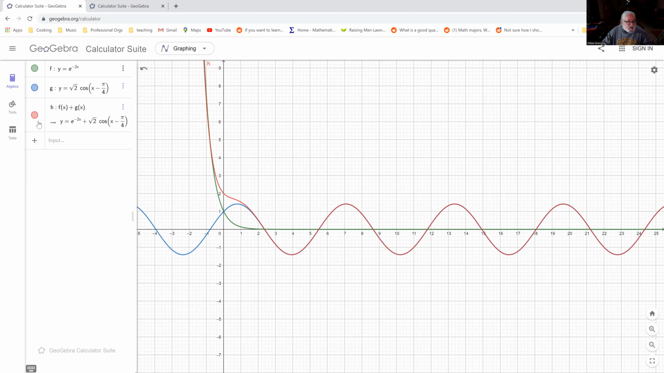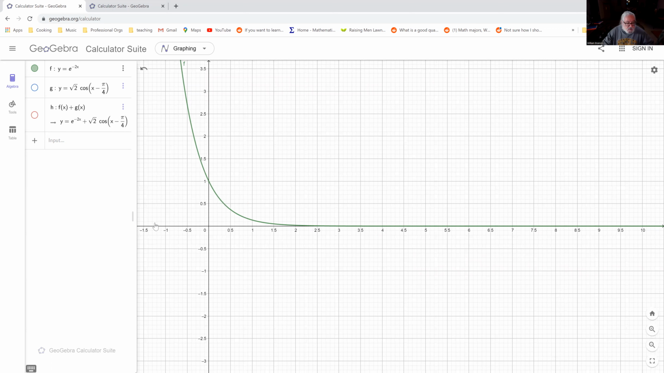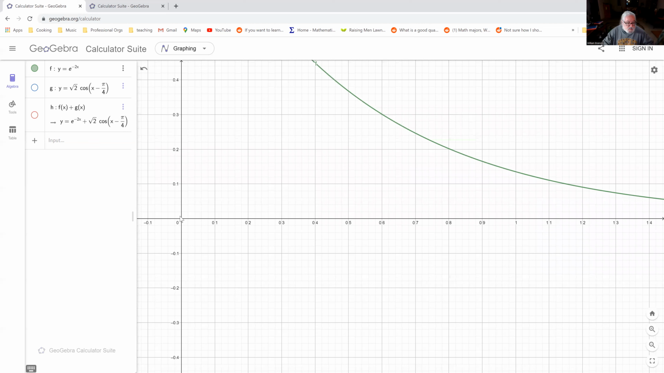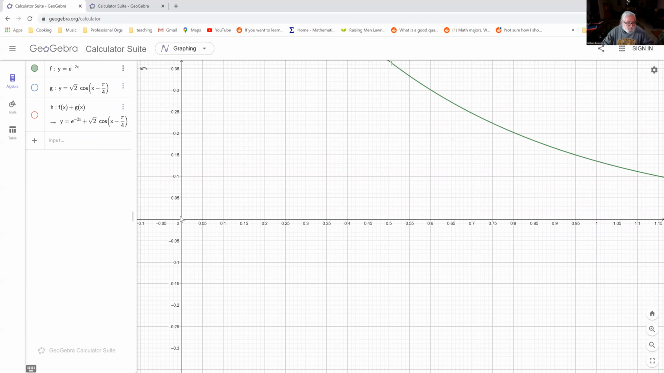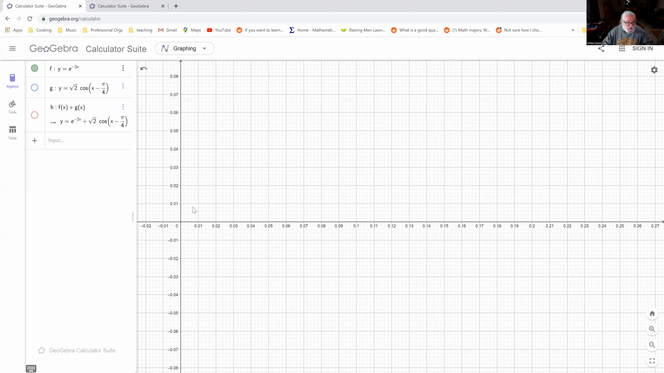So when is e to the minus 2x so small that we can ignore it? Well, we can zoom in a lot and say, okay, when are we actually going to get down to, say, 0.001? I think that's what we're looking for in here. When is y sub h less than 0.001?